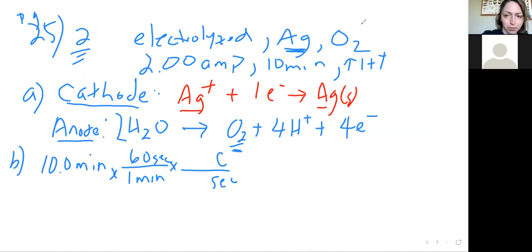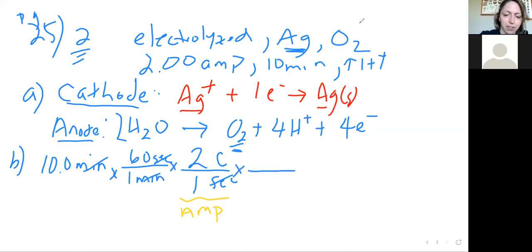That's where the amps come in. So this would be the current. I'm going to go back and read the problem, and it said that the experiment was run at 2 amps, 2 amperes. The definition of an ampere is how many coulombs for every 1 second. So how is that looking? The seconds cancel out, the minutes cancel out. So right now I would know how much charge passes through during that duration of the experiment.